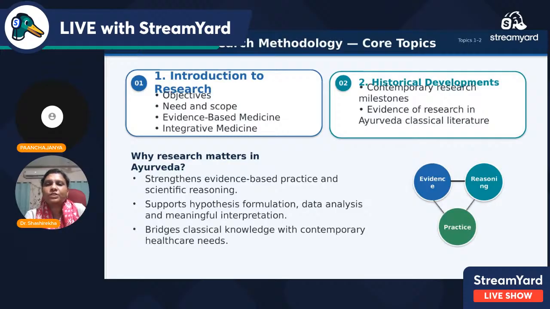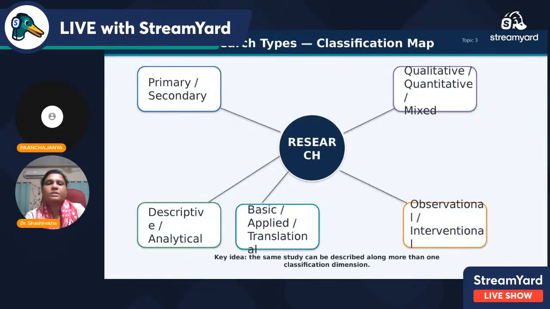Evidence of research in Ayurveda classical literature. Most of the references we get are evidence based, and we have to prove that. You are going to give the reason and you are going to practice it. So these points you are supposed to cover from the first and the second topic.